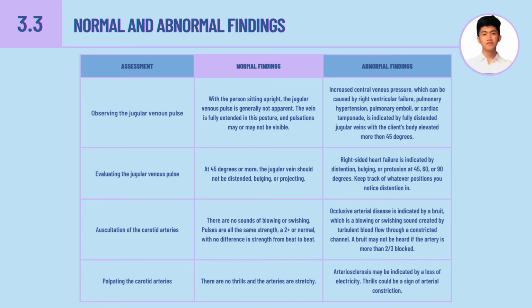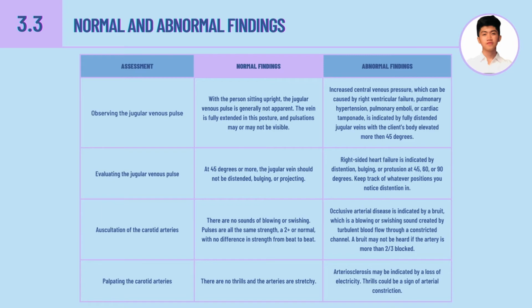Auscultation of the carotid arteries. The normal finding is that there are no sounds of blowing or swishing. Pulses are all the same strength, a 2 plus or normal, with no difference in strength from beat to beat. The abnormal finding is that occlusive arterial disease is indicated by a bruit, which is a blowing or swishing sound created by turbulent blood flow through a constricted channel. A bruit may not be heard if the artery is more than two-thirds blocked.